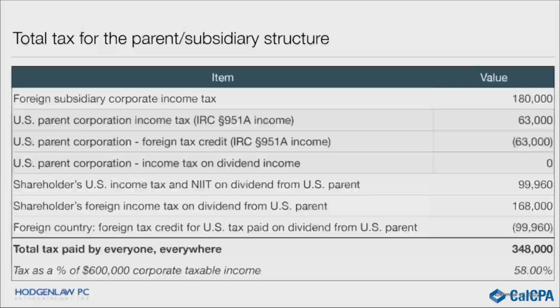Similarly, the shareholders' foreign income tax paid on the dividend income, 168,000, the U.S. tax liability, because the tax rate is lower, is entirely washed out by the foreign tax credit allowable on the foreign country's income tax return. And so what we end up with is the total tax paid worldwide is simply whatever was paid in the foreign country, and your U.S. tax return ends up to be a big fat zero.